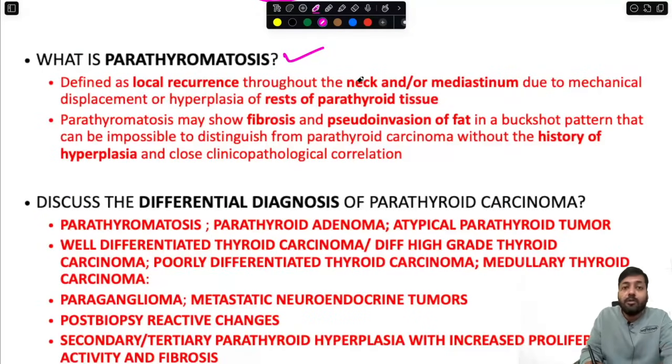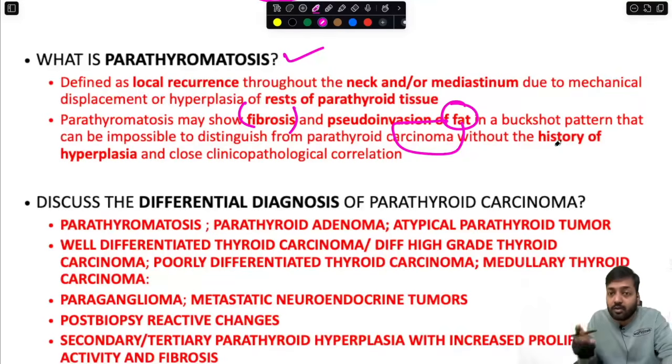It is defined as local recurrence throughout the neck and/or mediastinum due to mechanical displacement or hyperplasia of rests of parathyroid tissue. Parathyromatosis may show fibrosis and pseudo-invasion of fat in a buckshot pattern that can be impossible to distinguish from parathyroid carcinoma without the history of hyperplasia and close clinico-pathological correlation.